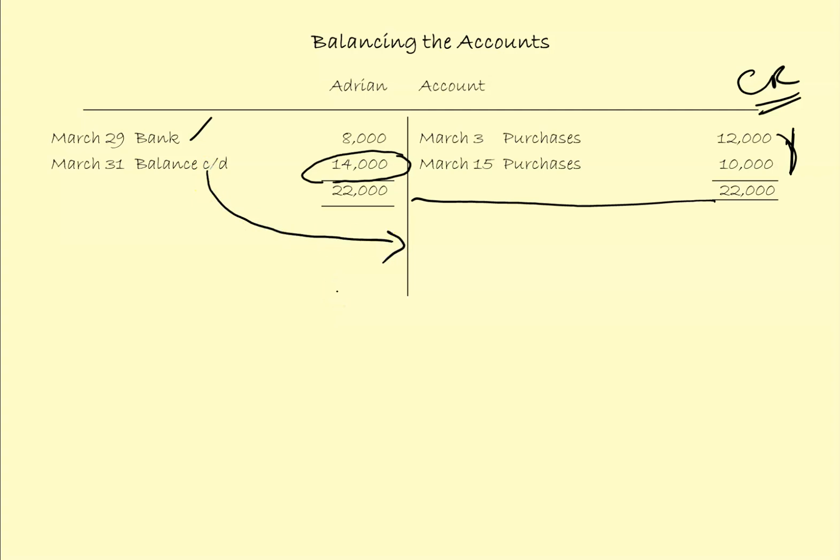So I'll bring that down onto the credit side. April the 1st, balance brought down 14,000. And on the credit side, Adrian is a creditor. Patrick owes Adrian 14,000 on the 1st of April.